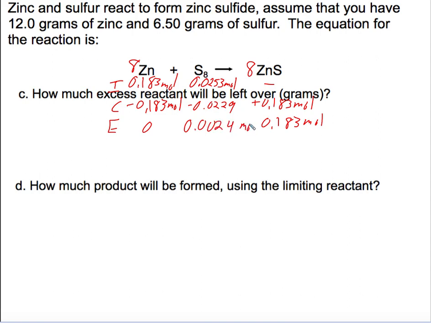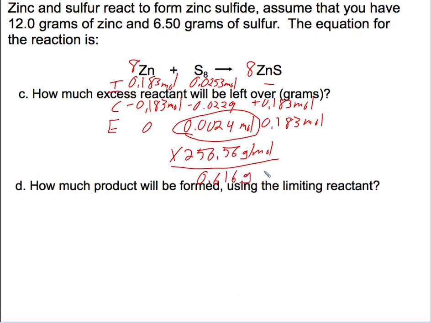0.0024 moles of sulfur left. This wants it in grams. So I'm going to take this 0.0024, multiply by the molar mass, which we said was 256.56 grams per mole. And that is going to give me 0.616 grams of sulfur remaining.